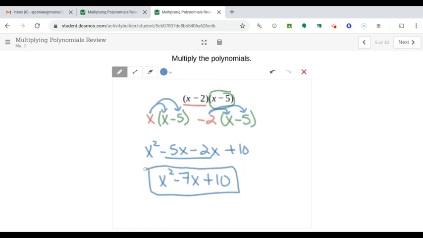Now you could, if you want, use the FOIL acronym also to help you remember. You do the first, the outer, the inner, and the last. But I feel like this is a more straightforward way for you guys to see it.